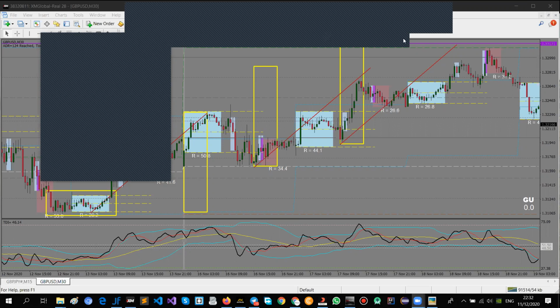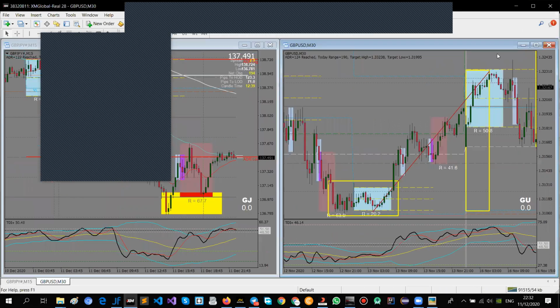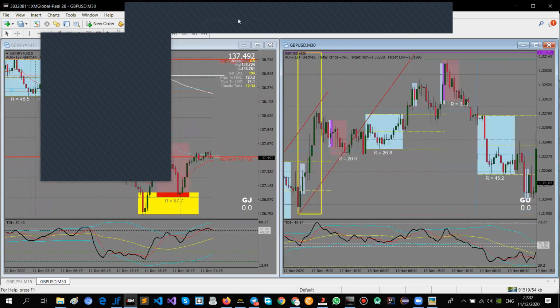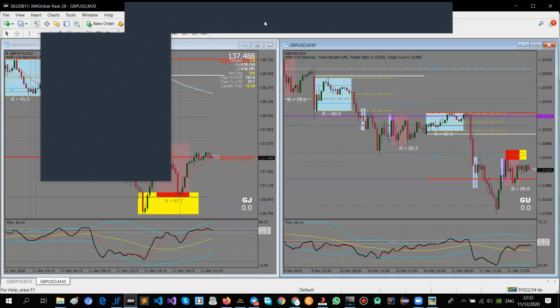GBP USD, GU and GJ. As you can see, I like having them like this next to each other. They're brothers to me, they're twins to me. I love them equally.